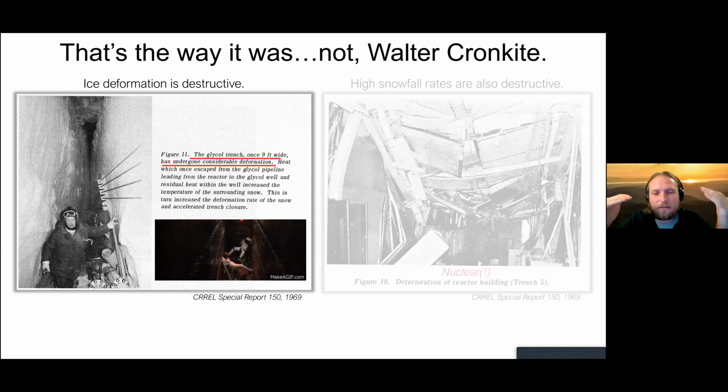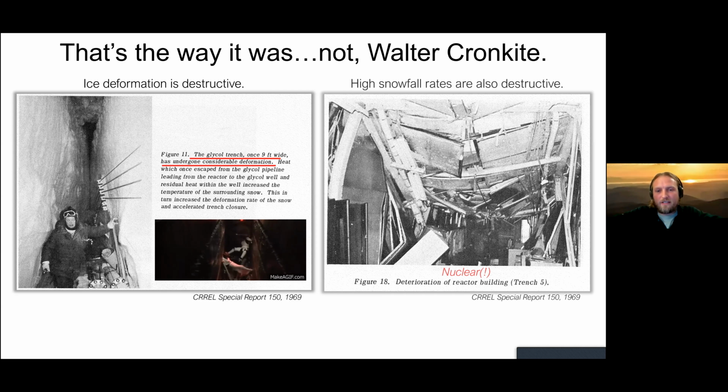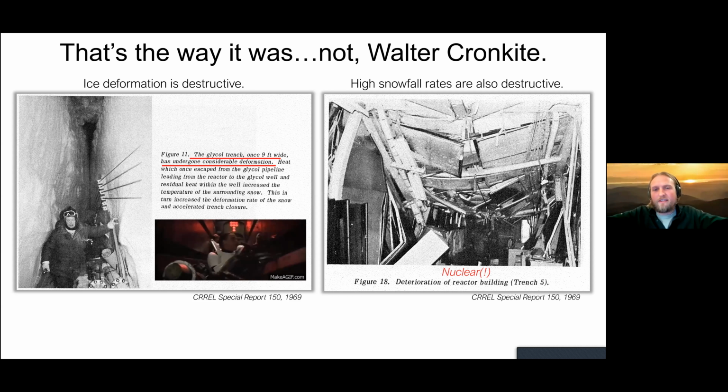Now, the other problem is that this part of Greenland received a lot of snowfall. And so these structures were starting to collapse from the weight of the overlying snow that was being deposited year after year. And so these pictures are from a trip back to Camp Century a few years after it closed in the mid-60s to show what had happened.